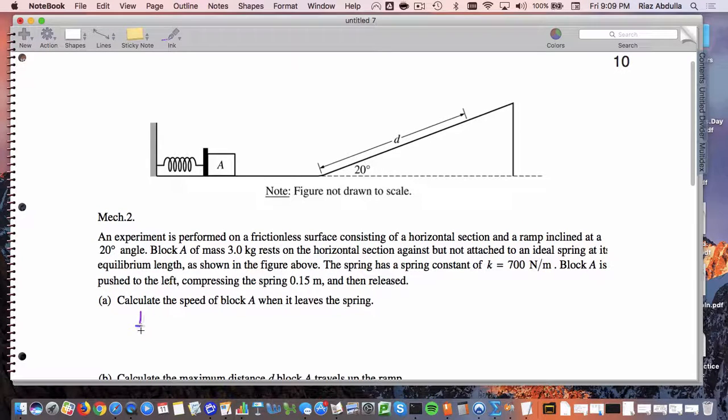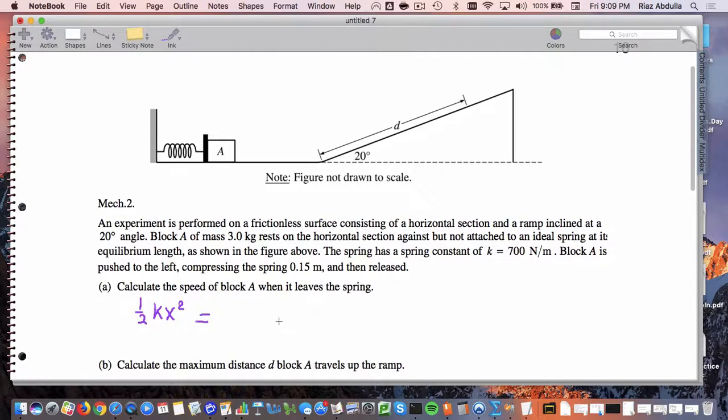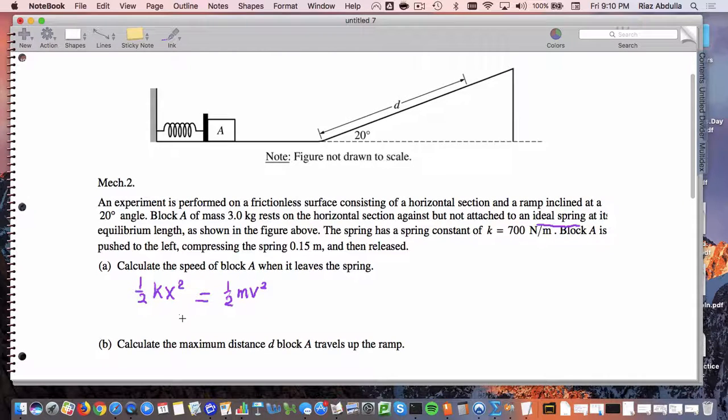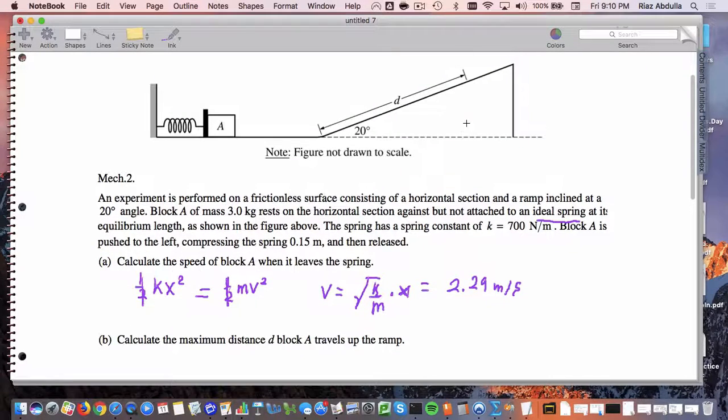So let's start with all this spring energy getting converted into kinetic energy. Now the reason I know to use 1/2 kx squared is that it is an ideal spring, and that implies that it's 1/2 kx squared, a Hooke's law spring. The halves cancel. And when we actually calculate the speed, we isolate, that's going to be square root of k over m times x. And when we work that out, that is actually going to give us a v of 2.29 meters per second.